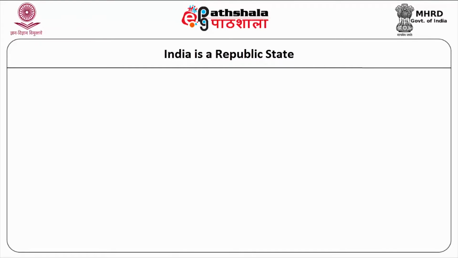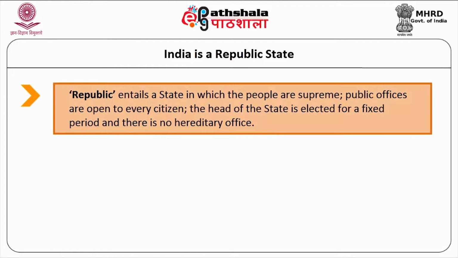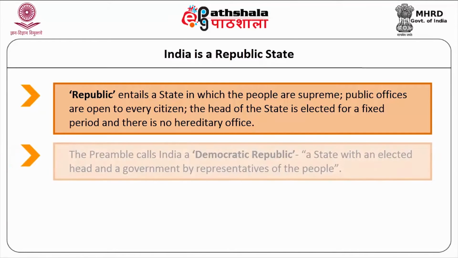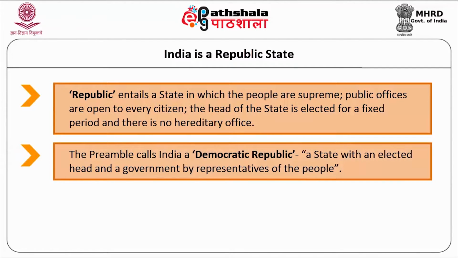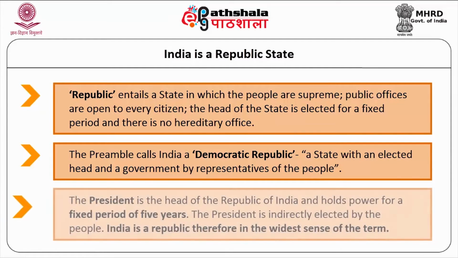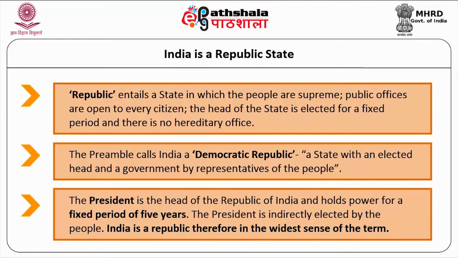Fifthly, the Preamble of the Constitution declares India a republic. What is a republic basically? A republic is a state where the people are supreme and public offices are open to the public, and the elected head of the government is not hereditary but is elected by the people. The preamble of the Constitution describes India as a democratic republic. It means that the head of the state is elected by the people and the government is run by the representatives elected by the people of India.